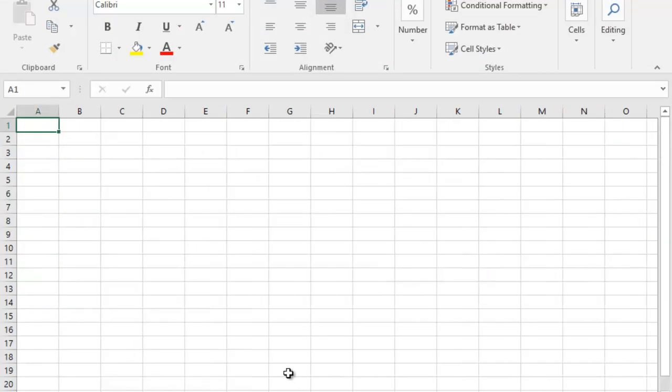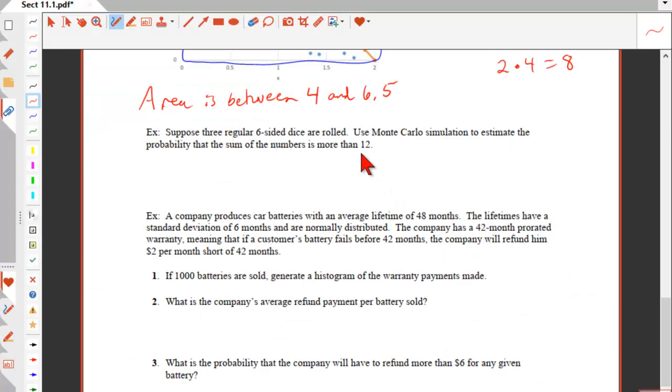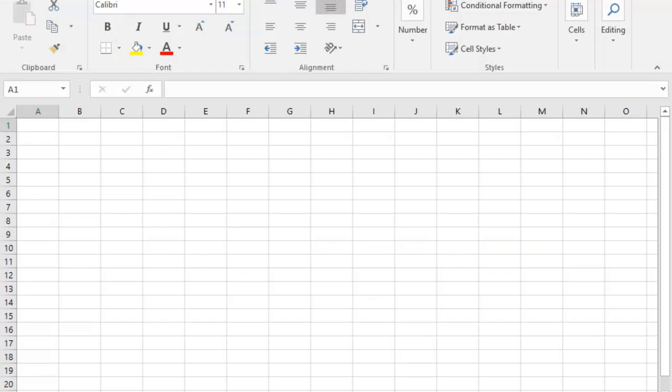Let's start a new spreadsheet. What I want to do here is, well, first of all, notice that a die has values 1 through 6. So to simulate it, I'm going to generate a random number that takes on the value 1, 2, 3, 4, 5, or 6. It's a discrete random variable, in other words. So I need my setup for a lower bound and upper bound, the number, and the probability.